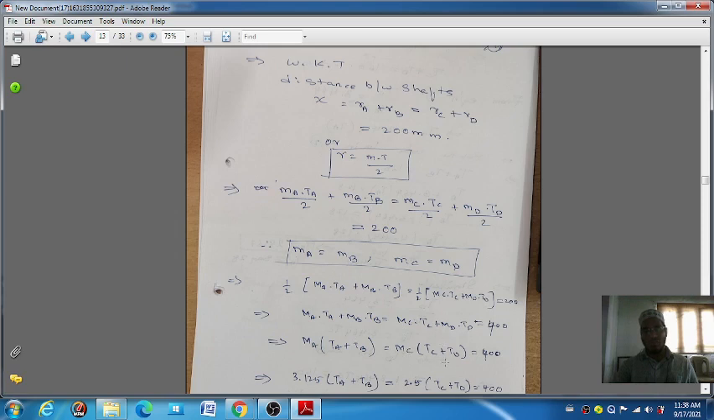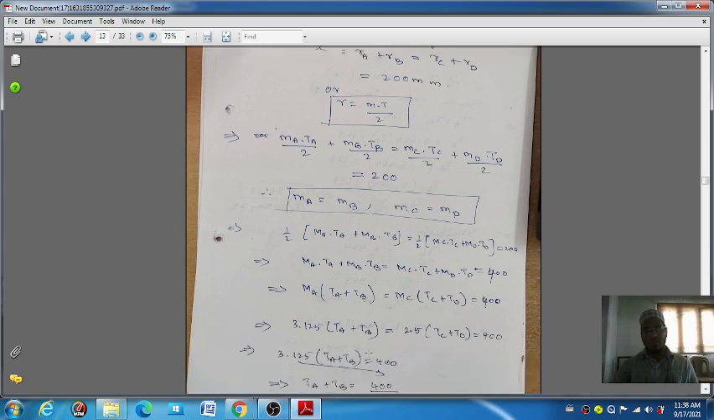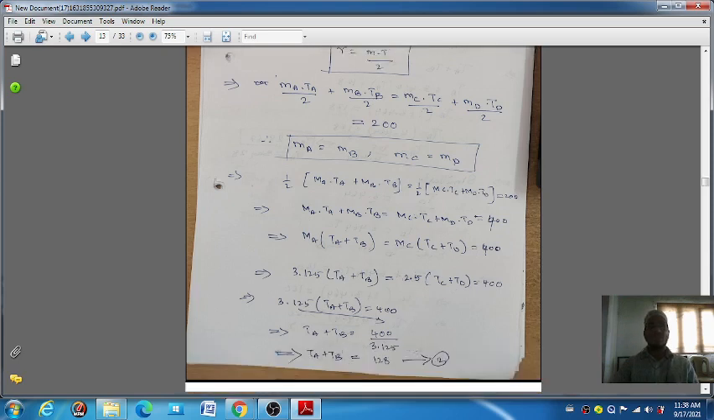Here you will get TC plus TD and TA plus TB. How does it become 400? There is 200 for equating these two parts and 200 for equating these two parts, so merging these two, it will be 400. Next, MC is given, MA is also given. Just substitute the values of MC and MA, then you will get the equation in terms of TA plus TD, 128.